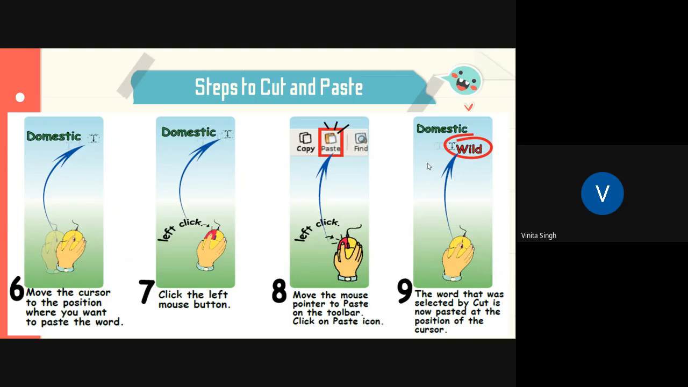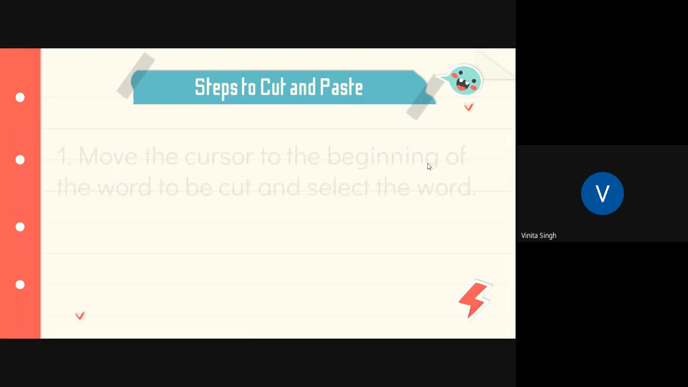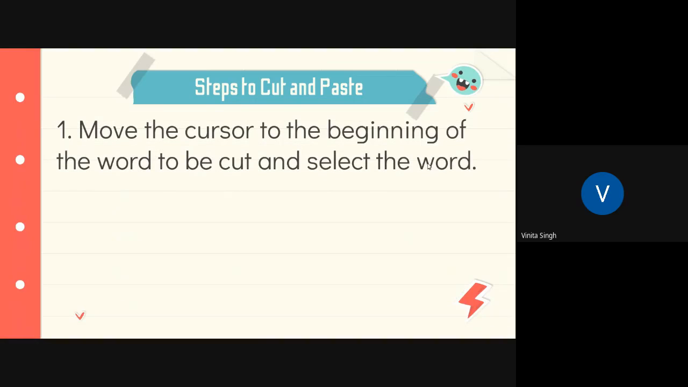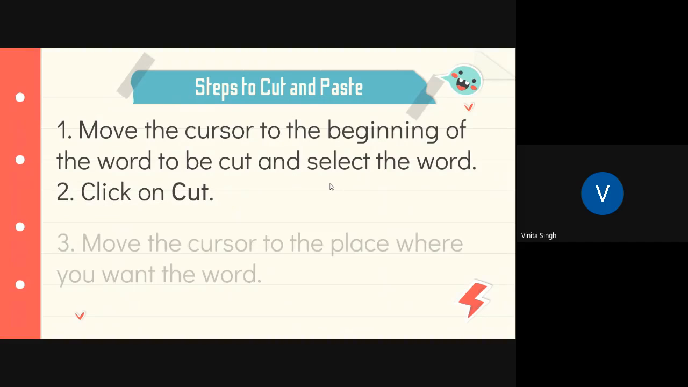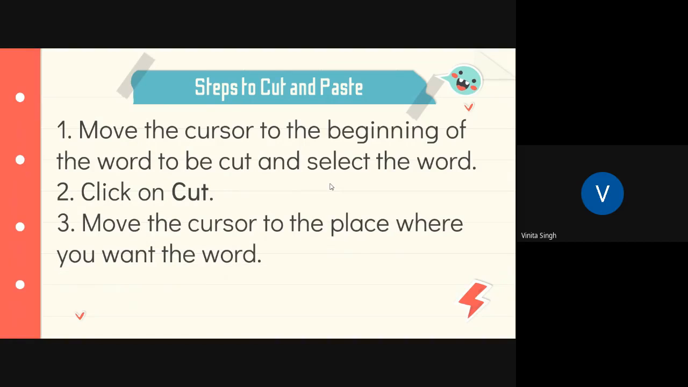So now let us summarize. Steps to cut and paste are: you need to move the cursor to the beginning of the word to be cut and select the word. Then click on cut. Move the cursor to the place where you want the word and then click on paste. In this way, you will be able to cut and paste.